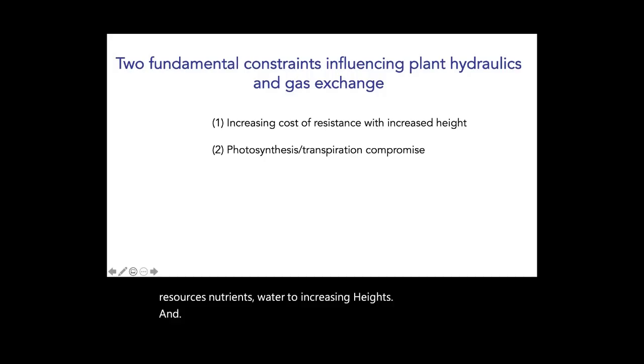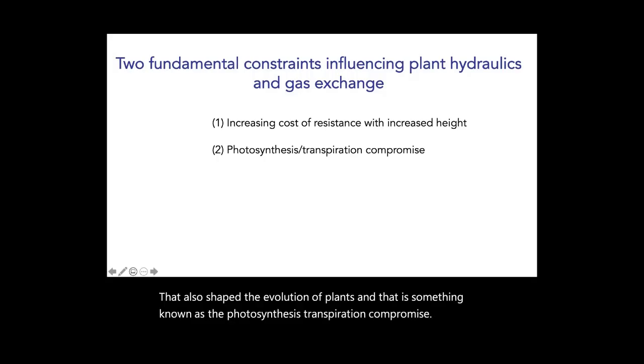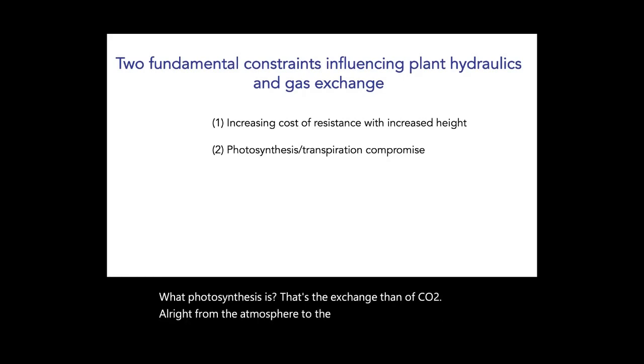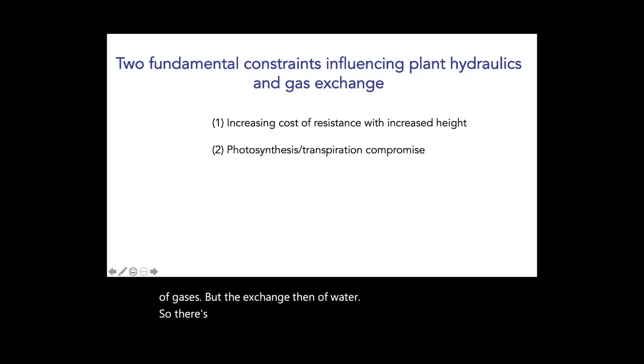And there's also something fundamental that shaped the evolution of plants, and that is something known as the photosynthesis-transpiration compromise. You know what photosynthesis is? That's the exchange of CO2 from the atmosphere to the inside of the plant in order to make sugar. Transpiration is also the exchange of gases, but the exchange of water. So there's this compromise between the uptake of carbon and the release and utilization of water, okay?